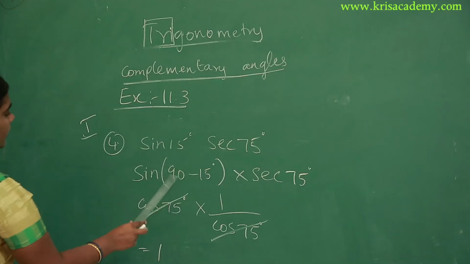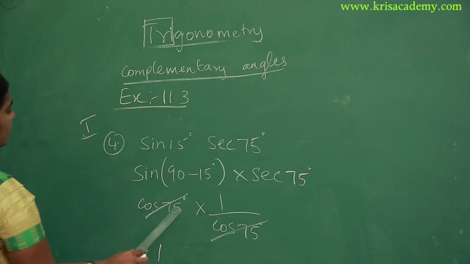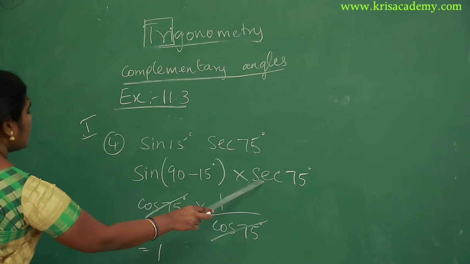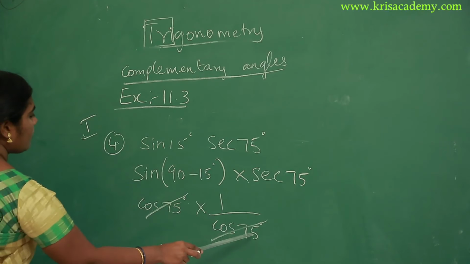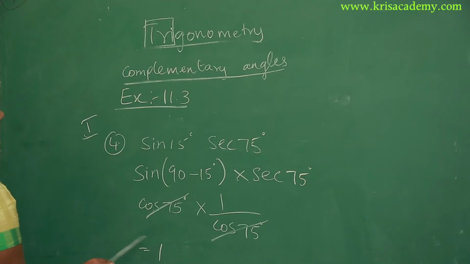So once again sin 15 degrees we are converting. Sin of 90 minus 15 degrees. Sin 90 degrees complement is cos. 90 minus 15 degrees is 75 degrees. Here secant we are writing reciprocal. Secant reciprocal is 1 by cos, so 1 by cos of 75 degrees. Cos 75 degrees, cos 75 degrees will get cancelled. The answer is 1.